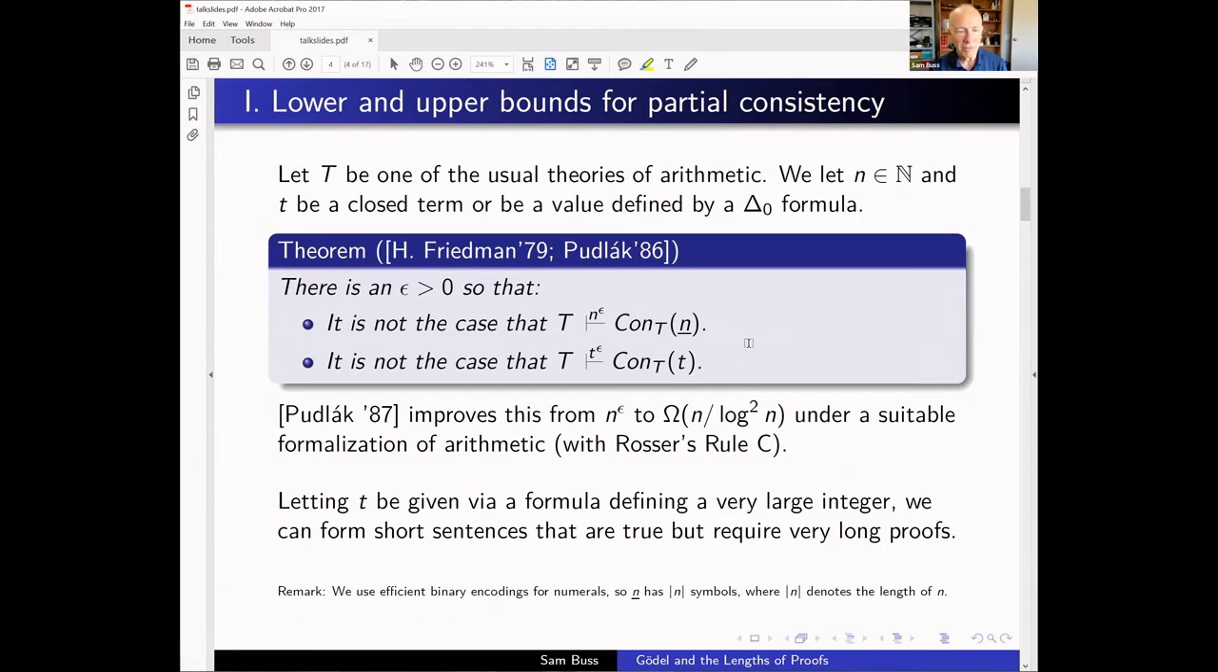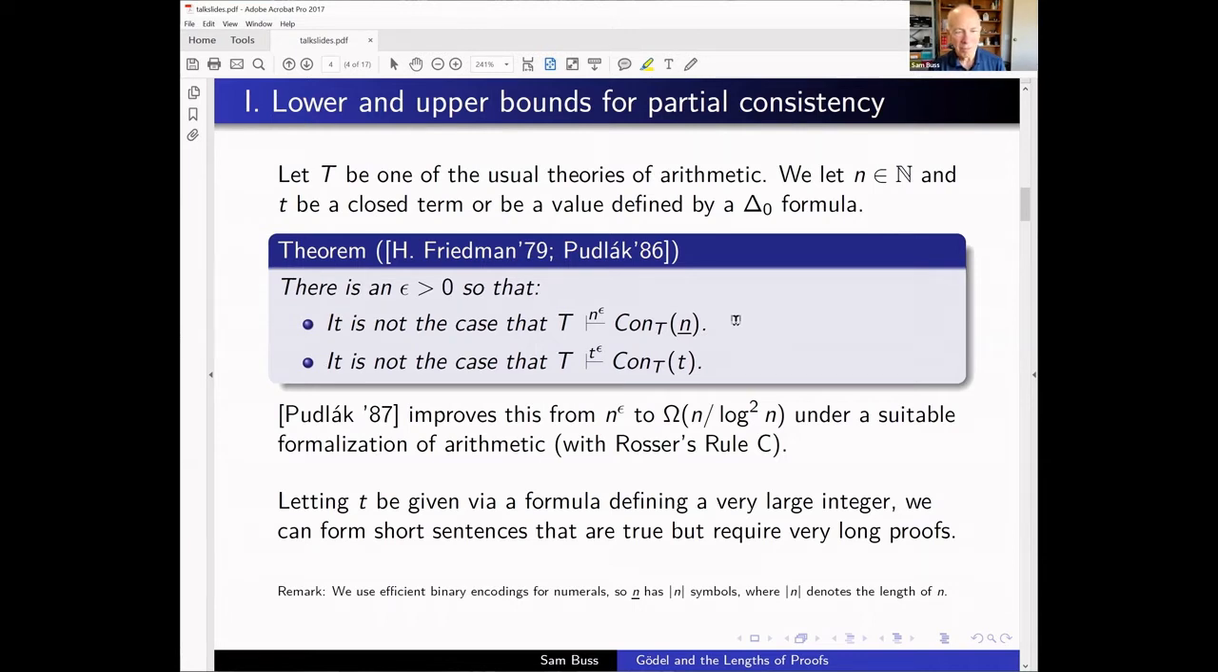So one remark here on the first bullet point, and this is written on the bottom of the slide in very small font, is that for the integer n, we don't use the usual successor notation for the constant denoting the integer n. We use a binary encoding for numerals. So this n-underline here is a term with value n, but it has length order log n. So the length of the statement Con_T(n) is only order log n symbols. So we could talk about short proofs of it.